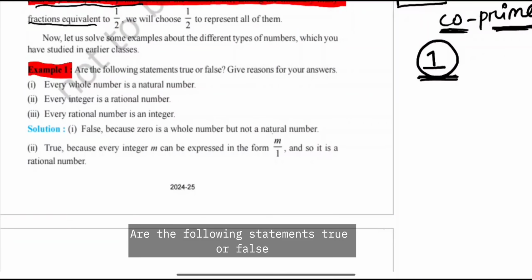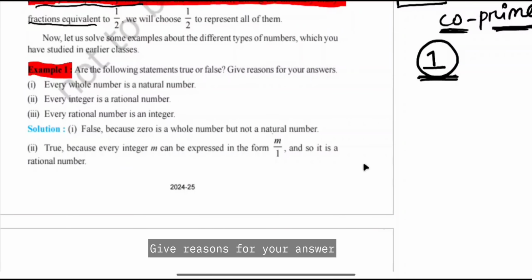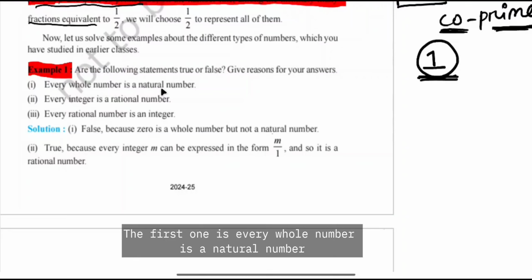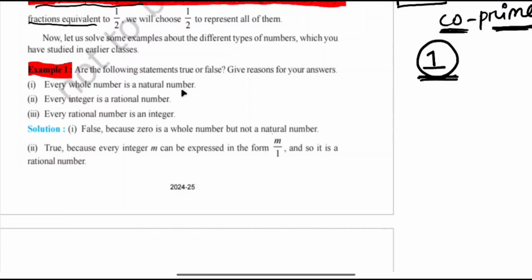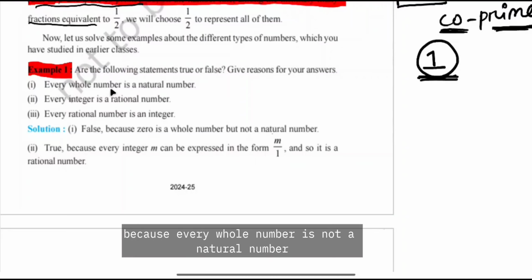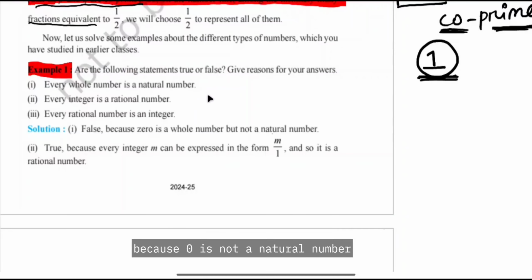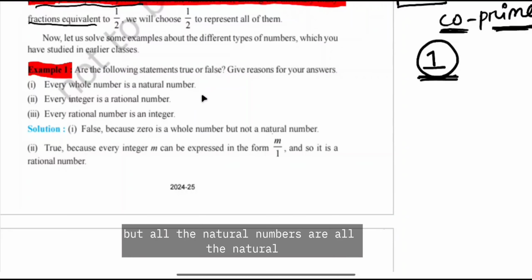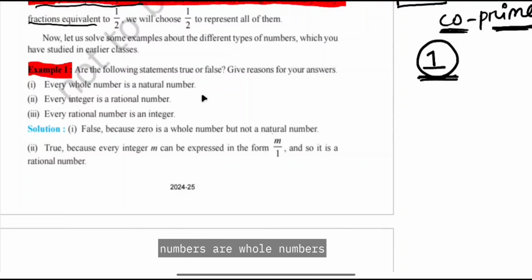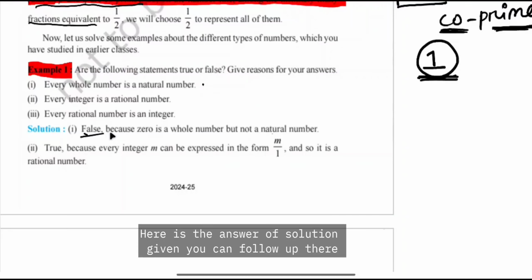Are the following statements true or false? Give reasons for your answer. The first one is: every whole number is a natural number. This would be false, because every whole number is not a natural number. 0 is not a natural number, but all the natural numbers are whole numbers. So this would be false. Here is the answer of the solution given. You can follow up there.